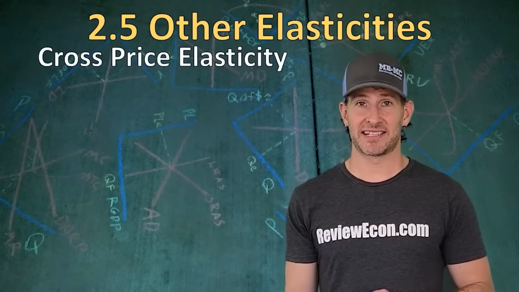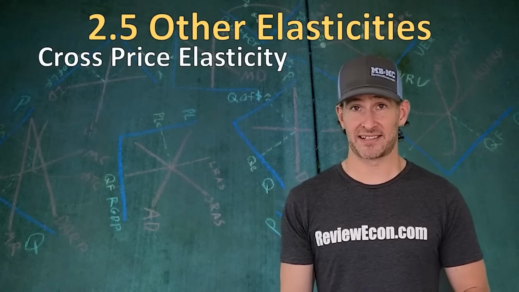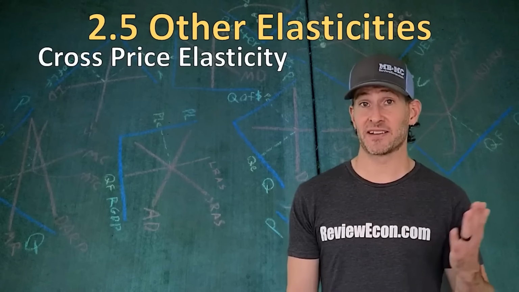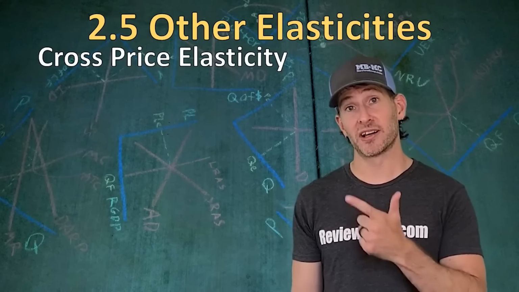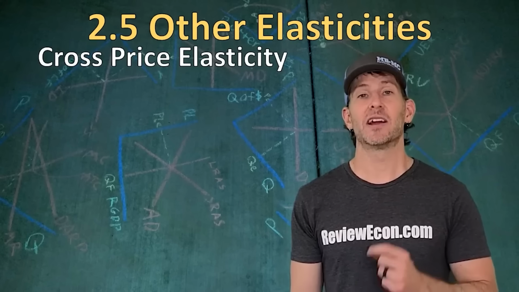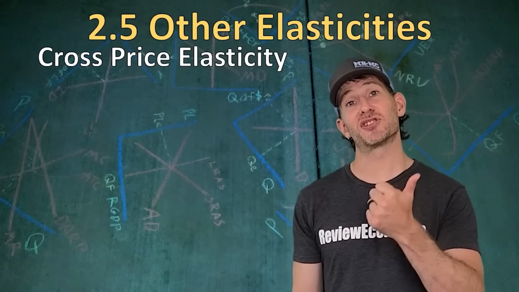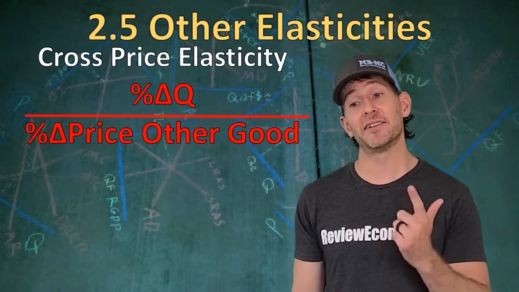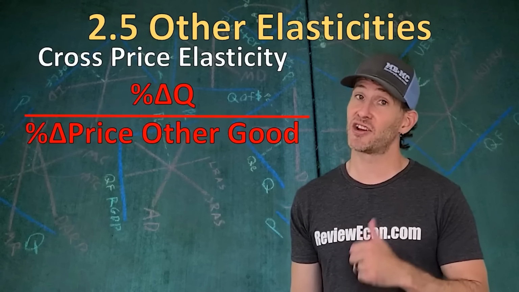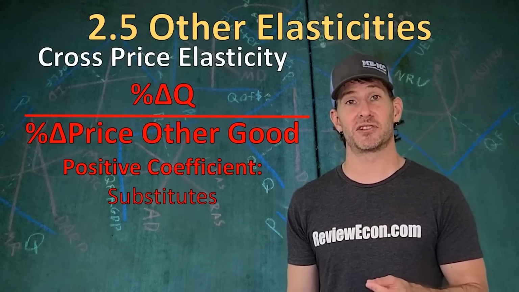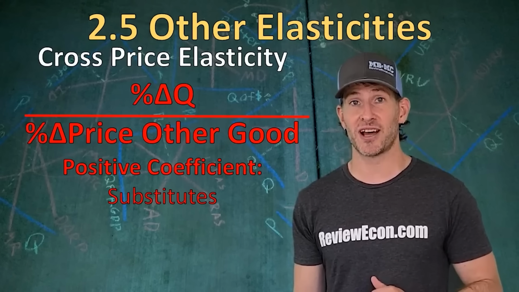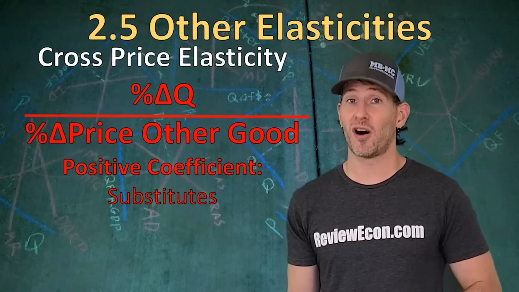The last type of elasticity you need to know is called cross-price elasticity. Cross-price elasticity is about substitutes and complements. It's about the interaction of the price of one good compared to the demand for another good. Here we calculate the coefficient by taking the percentage change in quantity demanded and dividing it by the percentage change in price for the other good. Positive coefficients indicate that these are substitutes because when the price of one substitute goes up, demand for the other one also goes up.